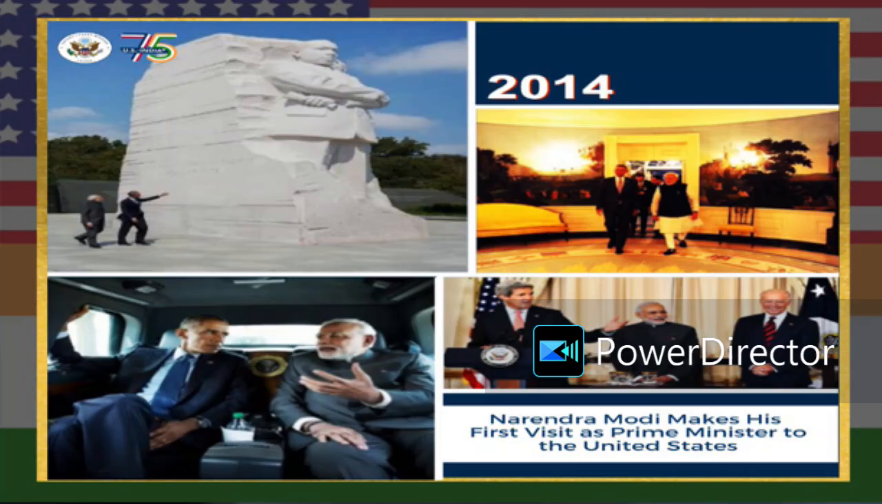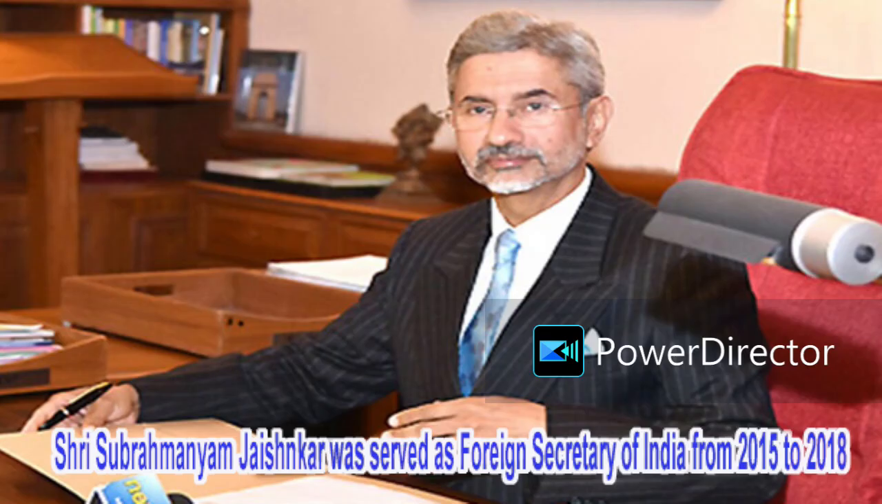Sri Jaishankar was involved in planning of the Indian Prime Minister Sri Narendra Modi's maiden visit to United States in September 2014, welcoming him upon his arrival and hosting a dinner in his honor for members of the Indian American community.